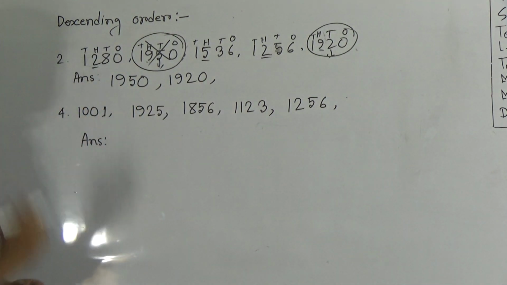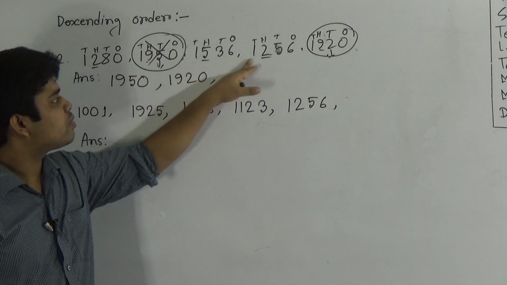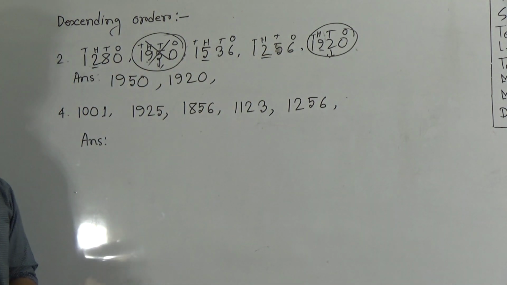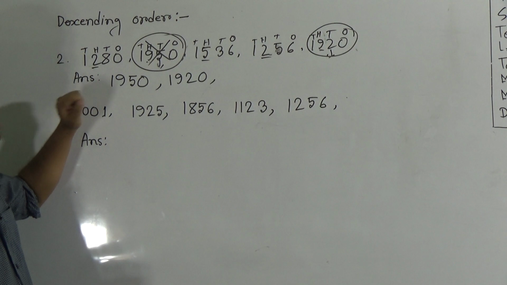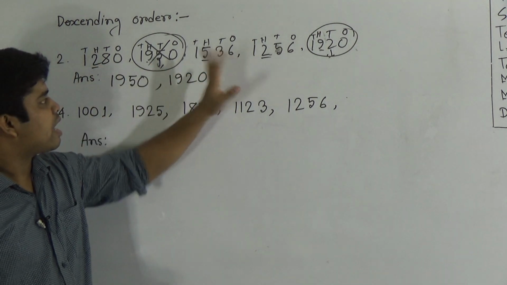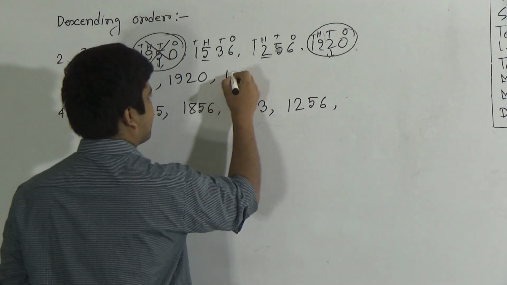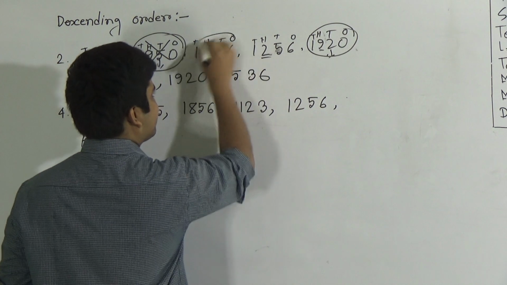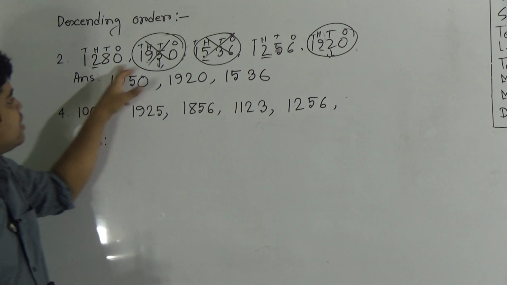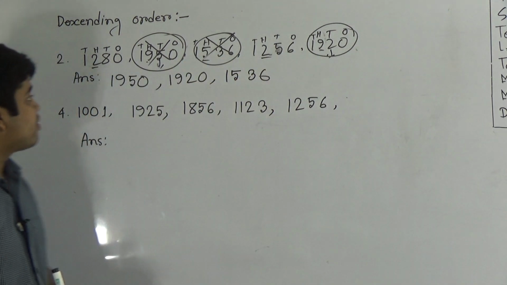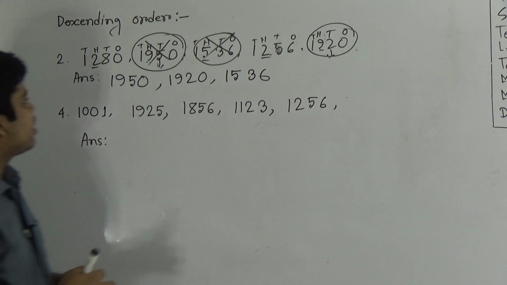And the remaining three numbers are 1280, 1536, 1256. As the thousands place digit is the same, we notice the hundreds place digit. Here 2, 5, 2. Among these three digits, 5 is greater. So this one is the third greatest number, 1536. So this one is done. Now two numbers remain, 1280 and 1256. From these two numbers, 1280 is the larger number.